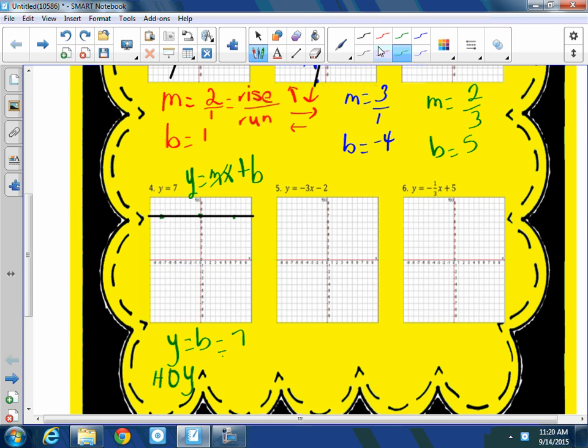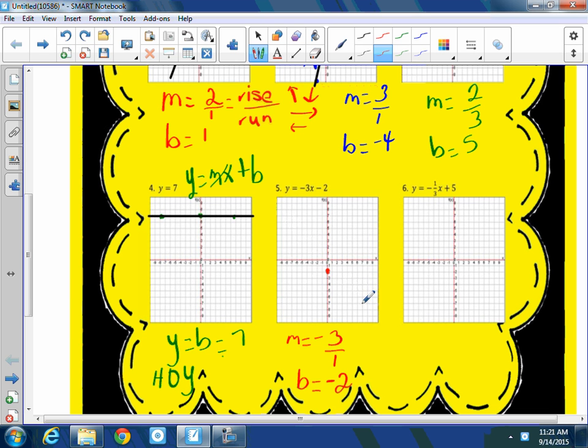Okay. Now for this one, your slope would be -3/1, and your y-intercept would be -2. So go to your -2. Jimmy's walking down.